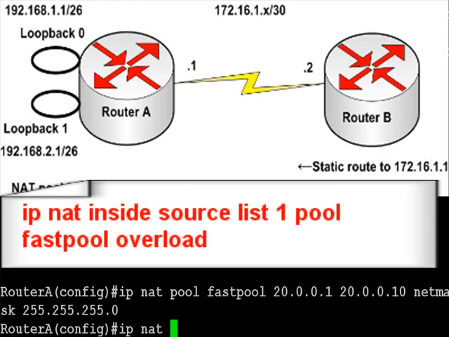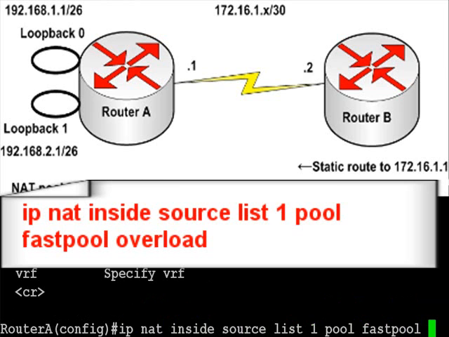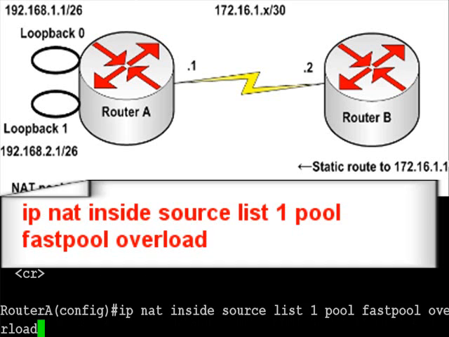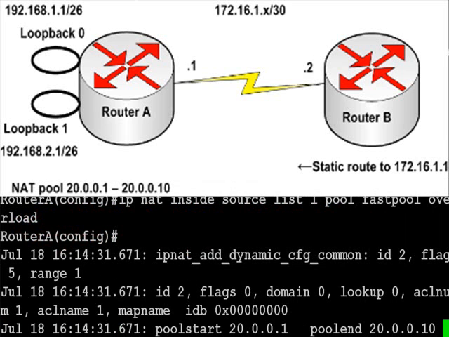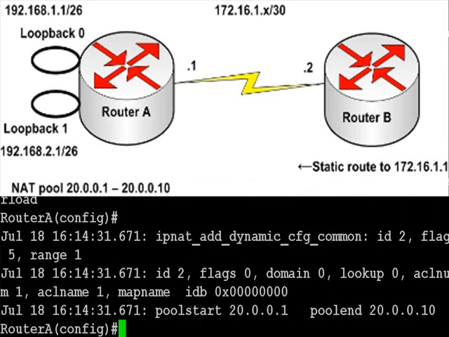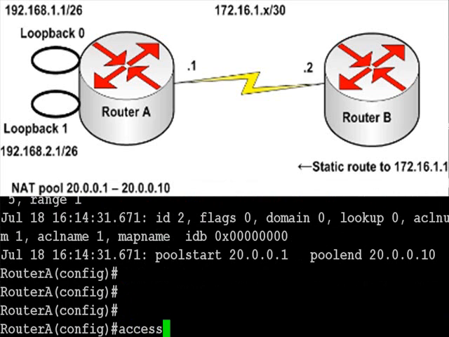Okay, we've got another NAT command to add, and it's IP NAT inside source list 1, which basically points to access list 1. The pool is fast pool, which is the name we gave our last pool. And overload basically tells the router to use port address translation or to overload any of the IP addresses. So you'll have tens of thousands of possible port numbers for every address. Okay, so that's the second command I've added.